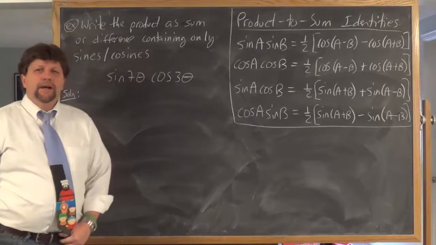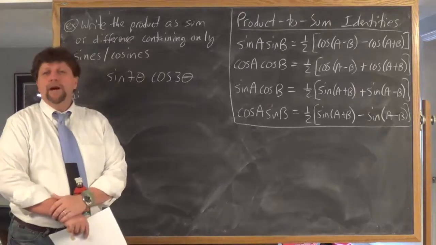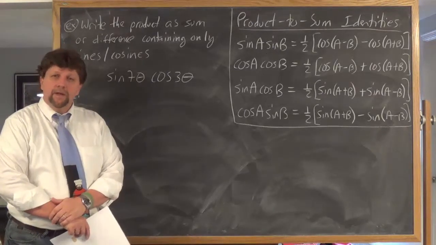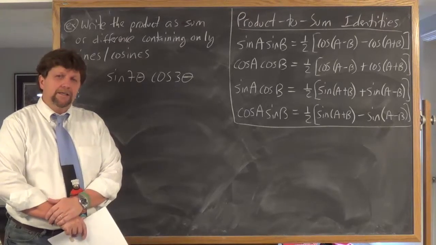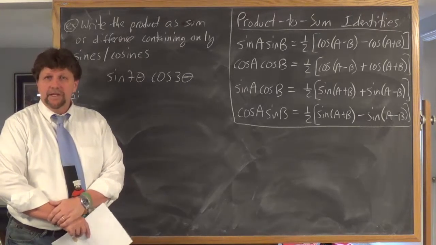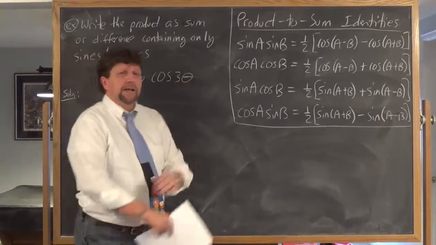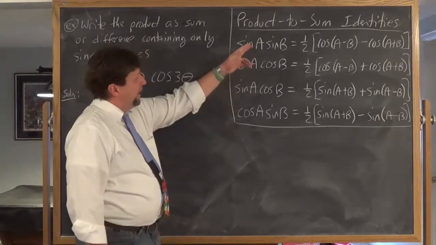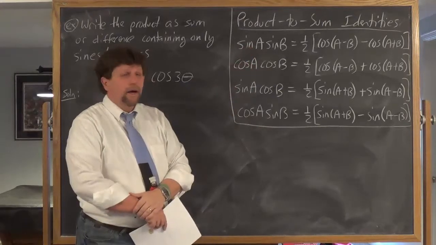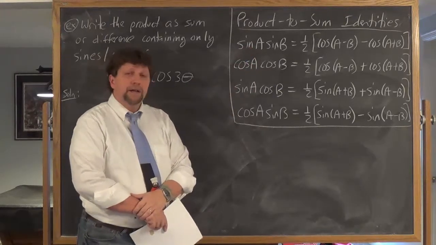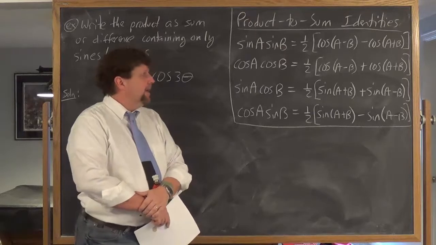Hey folks, in this section you're going to learn some more identities. We start off by looking at the product to sum identities, and then there's some identities called the sum to product identities. I've written over here what the product to sum identities are, and those are the four that are called the product to sum identities.